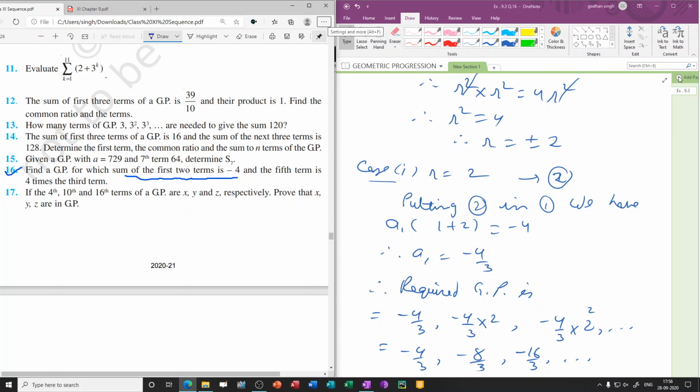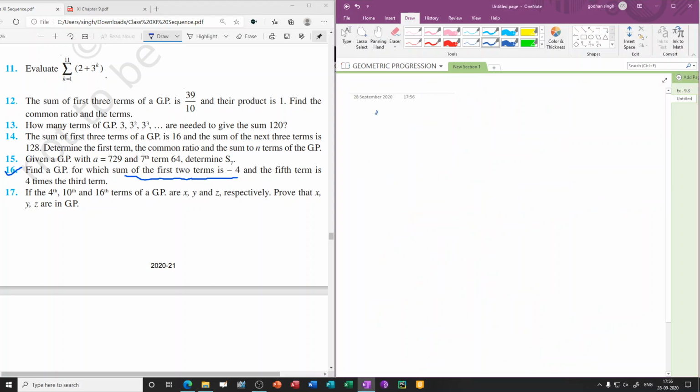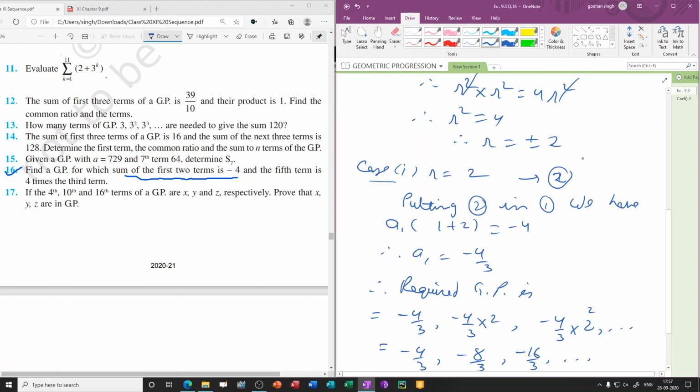Now let us do case 2 in the next page. So case 2 is R equal to minus 2. So let this be suppose, here we have taken 2, so let this be 3.